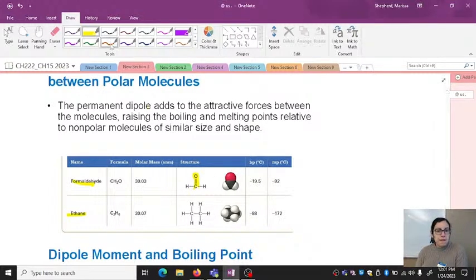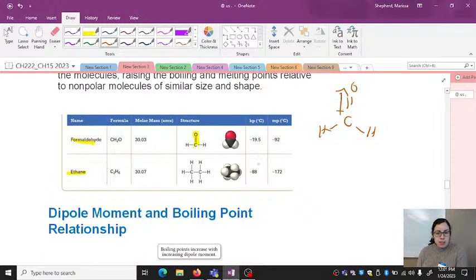So it's polar. And we can draw the Lewis dot structure. So we know oxygen is getting the electron density. And if we compare their boiling points, ethane has a boiling point of negative 88 degrees Celsius versus formaldehyde, which is negative 19. And again, that big difference is simply due to the dipole moment. And so ethane is completely nonpolar, so just C-H bonds.